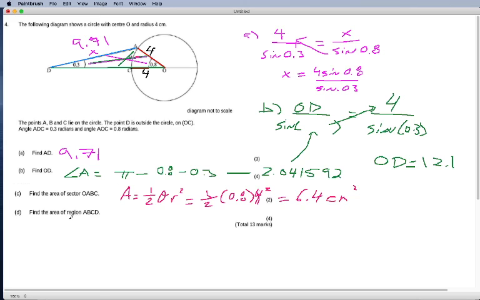And then it says find the area of region A, B, C, D. So in this case, they're talking about this colored bit here without the sector. So if that's the case, what we should do is find the area of the whole triangle minus the area of the sector, and that will give us the area of A, B, C, D in this case. So area of A, B, C, D. All right. So the area of the triangle is 1/2 AB sine C.